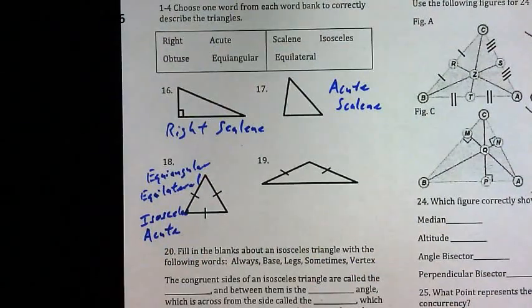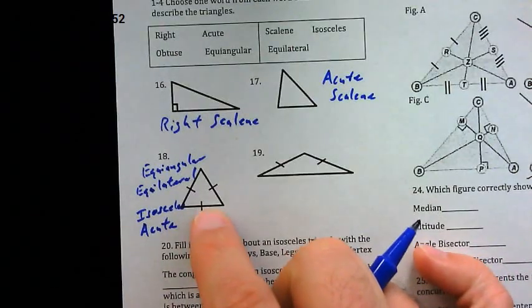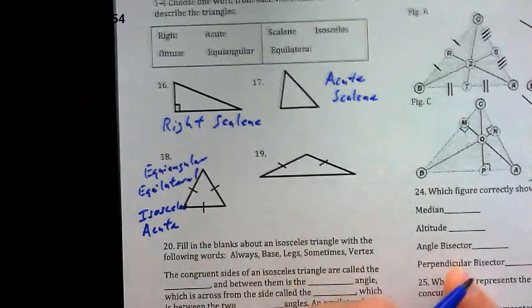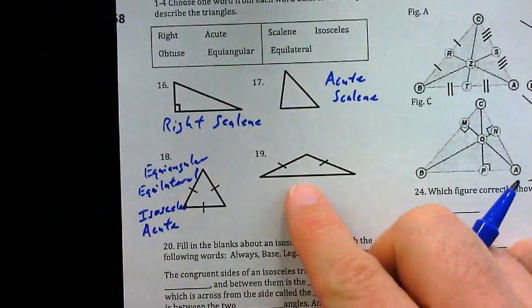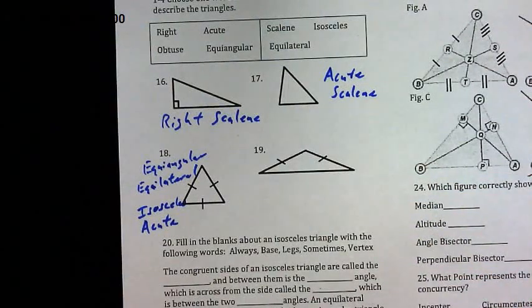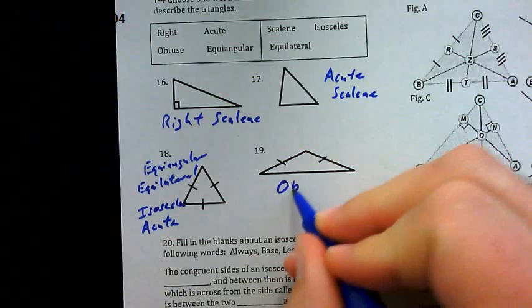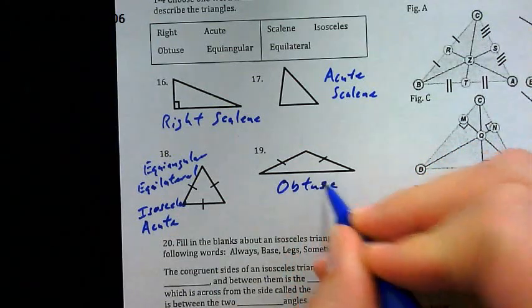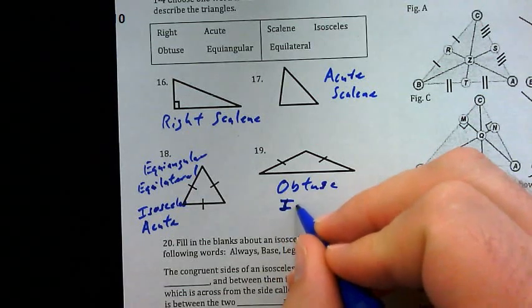If you had something like, say, an FSA test, and it said select all that apply for an equilateral triangle like this, you could select all 4 of those options. All right, kind of a tricky question, but again, all 4 of those work. On 19, this one is obtuse and isosceles.